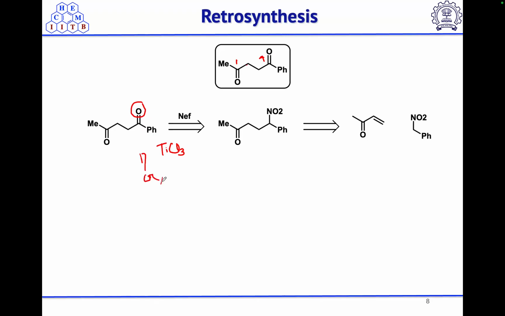Or you can take DBU and reflux. If you do, you will get the Nef reaction product, basically nitro to carbonyl. So in the first step we were thinking about this Nef reaction to get this carbonyl group from this nitro compound. Now this is very easy: if we disconnect this C-C bond, we take methyl vinyl ketone and this nitro compound, and treat with a base, for example triethylamine. Any weak base will work, or DBU will also work.